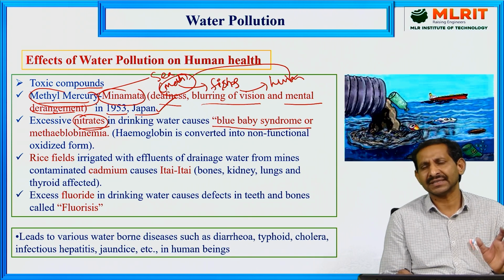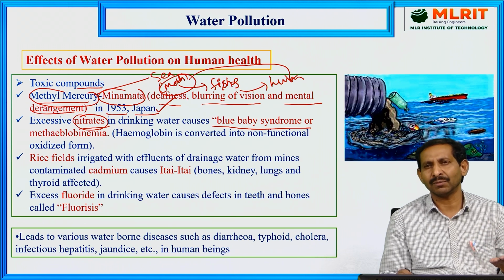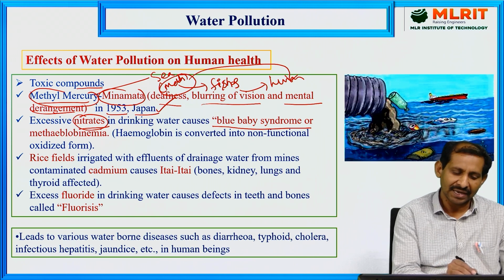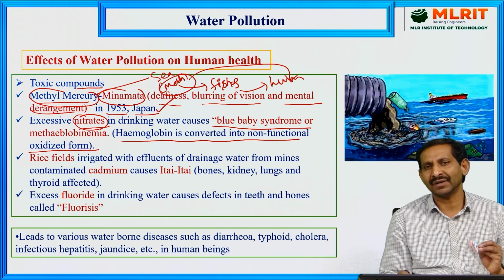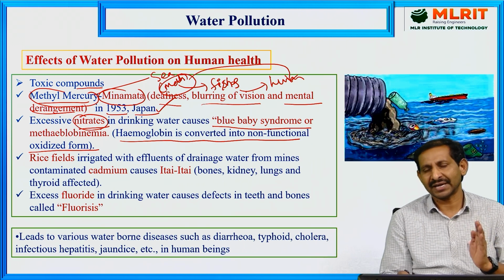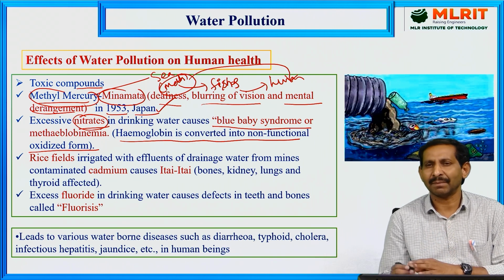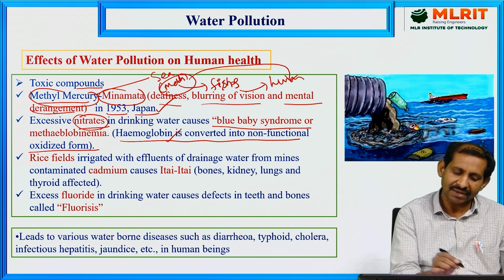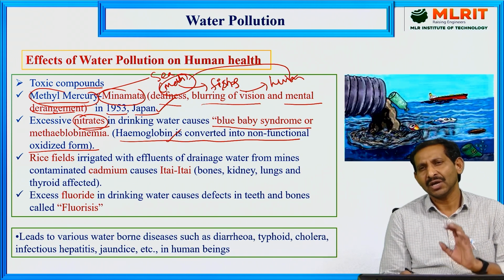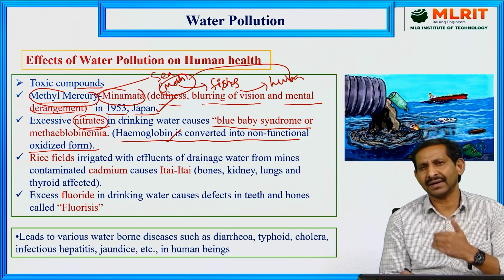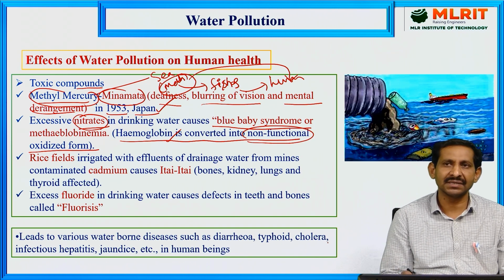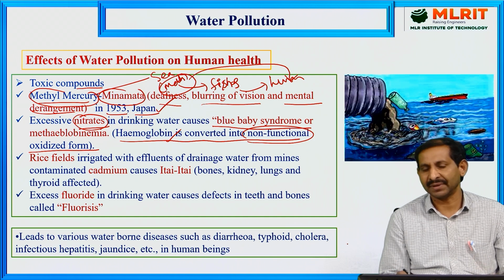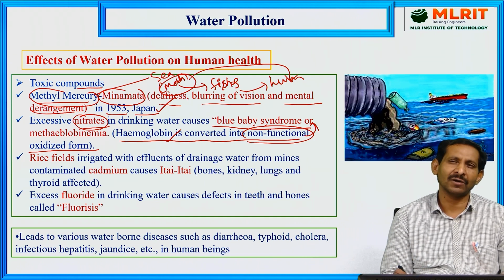Blue baby syndrome is a slow change of skin color to blue. The reason is that hemoglobin is converted into a non-functional oxidized form. Generally, hemoglobin plays a crucial role in transporting oxygen from one organ to another in the human body. But here the hemoglobin is in a non-functional oxidized form, so oxygen is not carried from one place to another. Then automatically the color of the body organs changes. That disease is called blue baby syndrome.